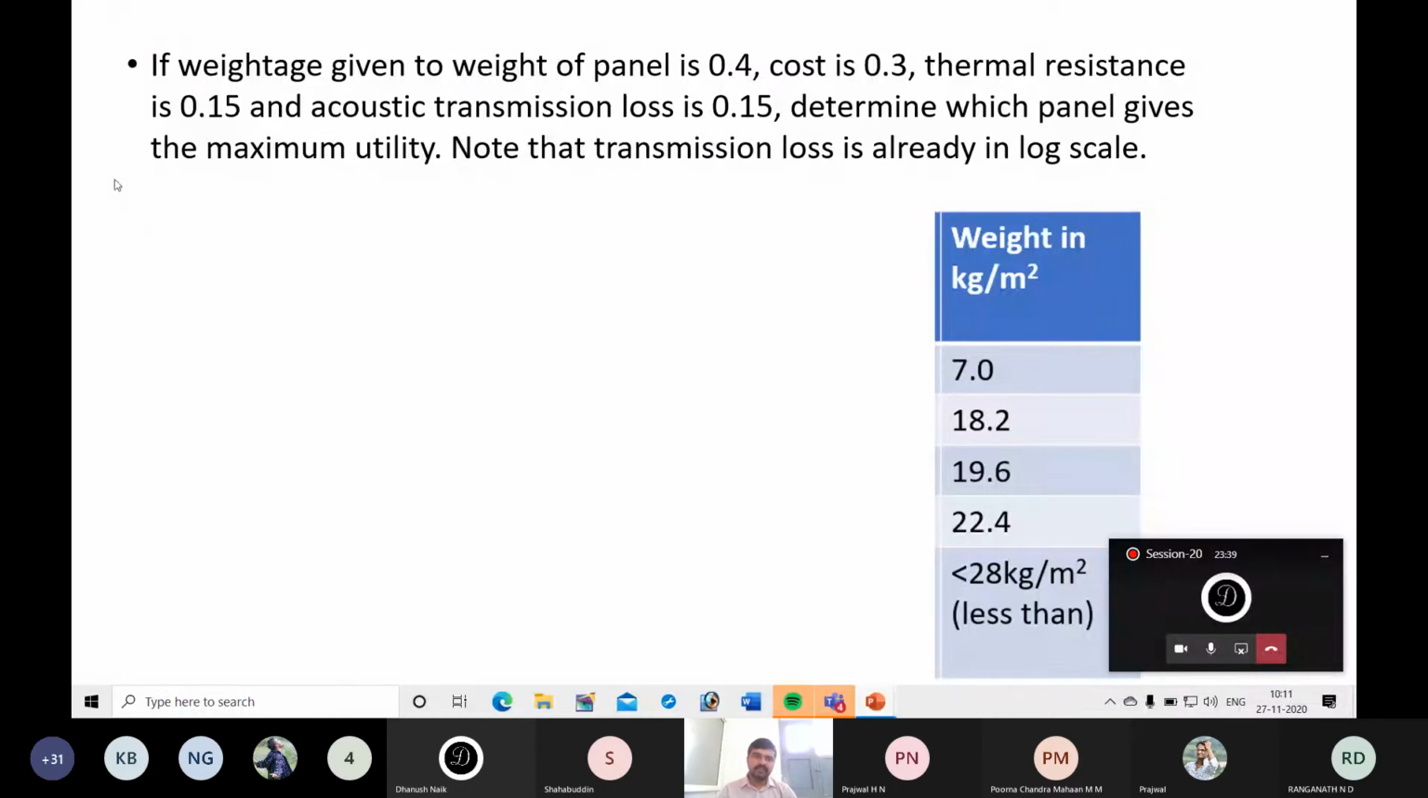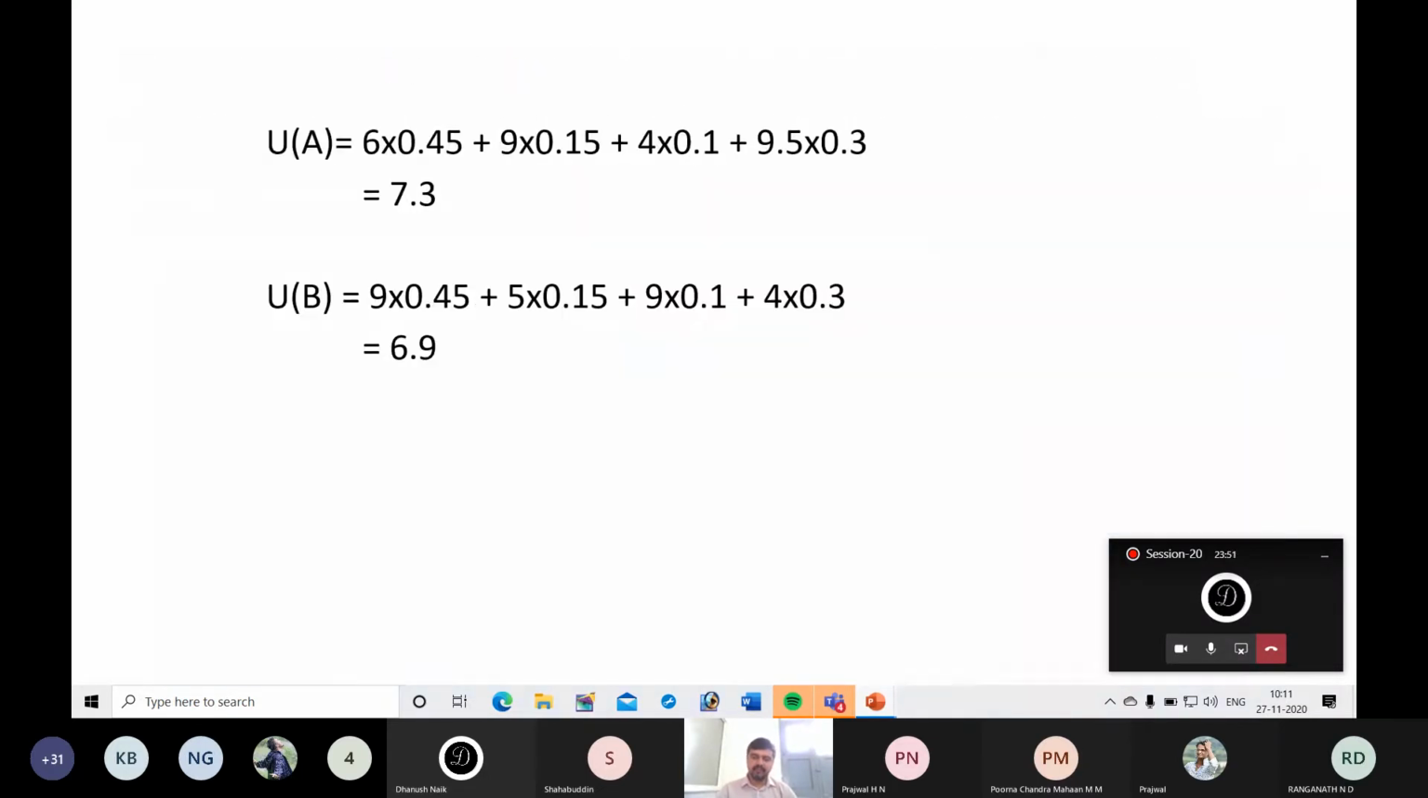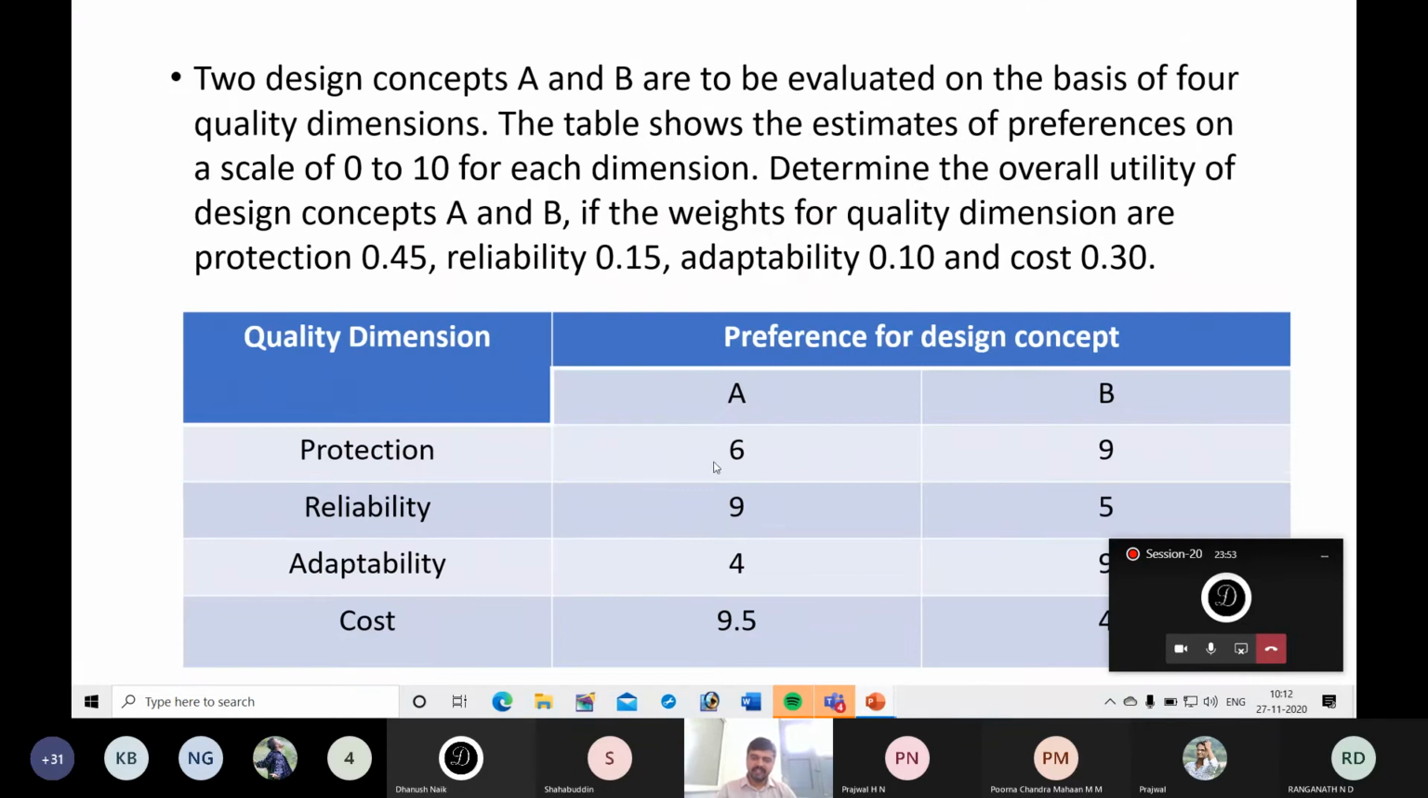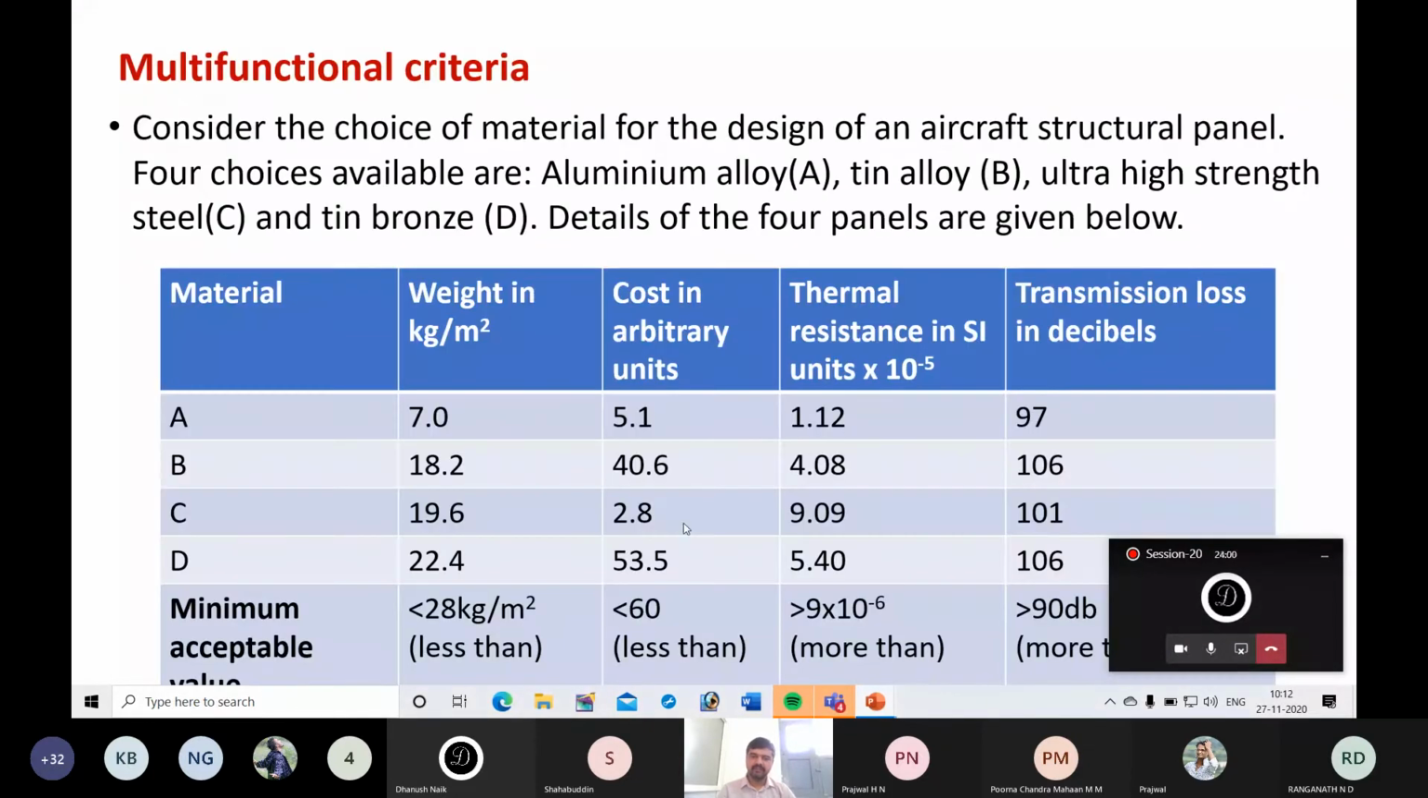So this is the given problem. Next, you have to determine which panel gives the maximum utility. If you compare with the previous problem, in the previous problem they directly gave the preference values or utility numbers, but in this case they have not given the utility values or preference numbers. You have to assign the utility numbers for this. That is the difference between the previous one and this problem.